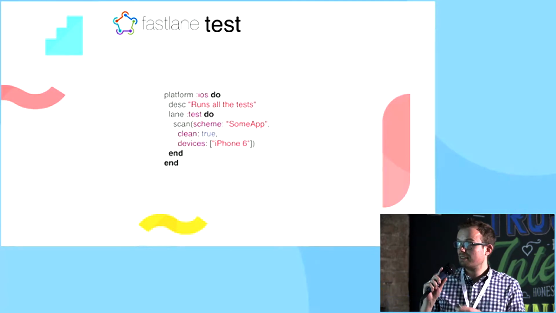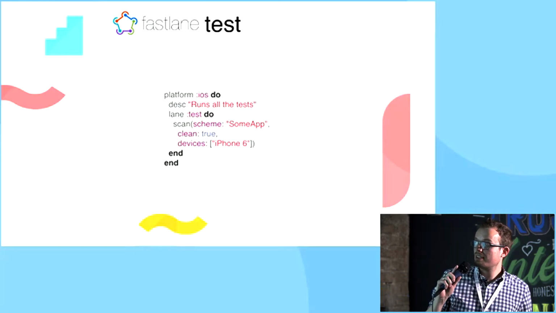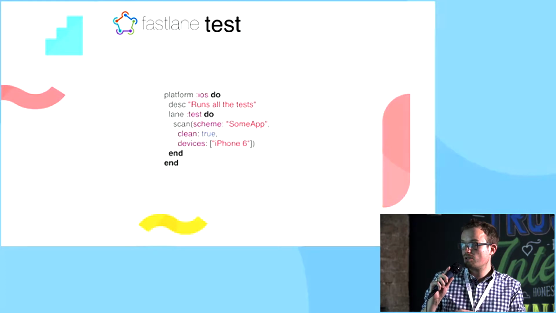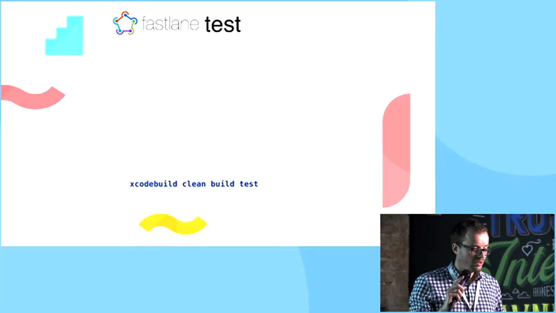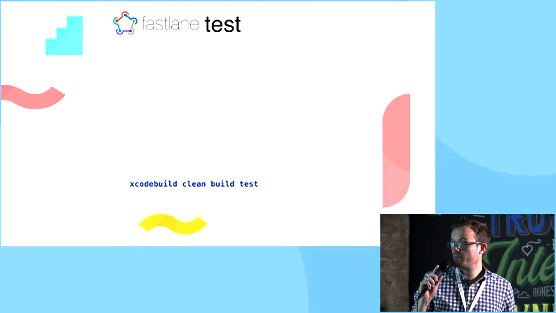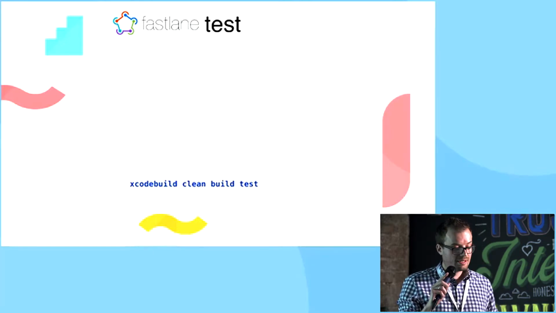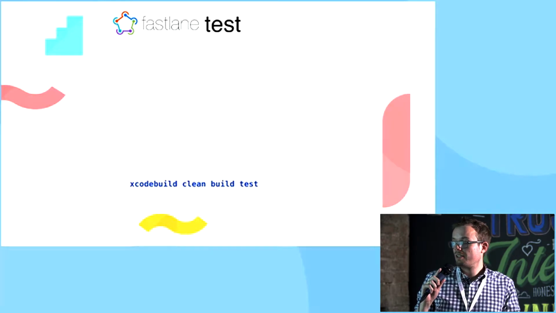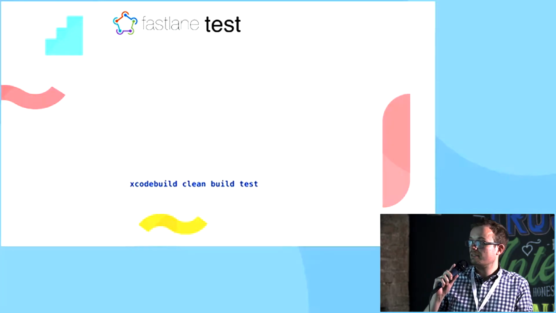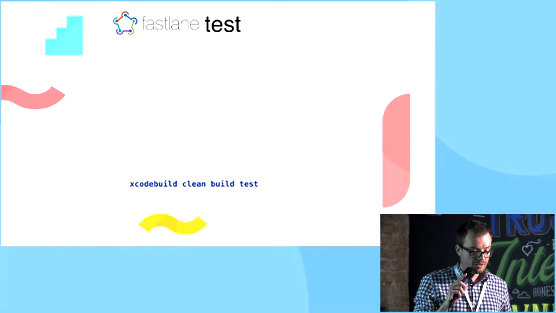The first kind of lane, test, only runs the scan, which in turn launches the Xcode clean and test command. The actual command is a little bit more complicated than this, but it's automatically created and launched by Fastlane, so I've reduced it for simplicity.